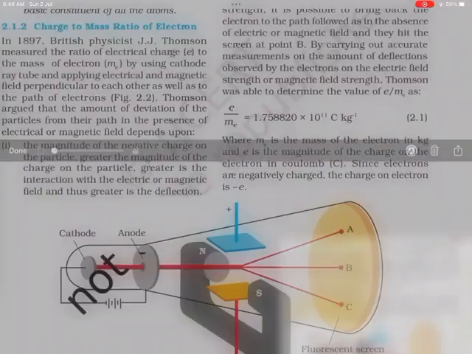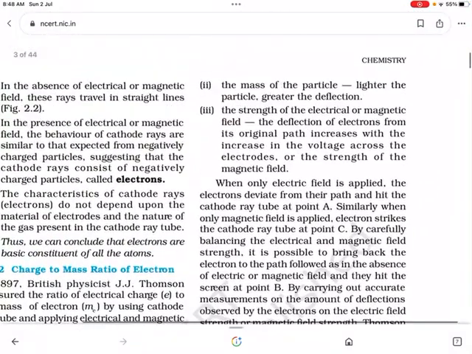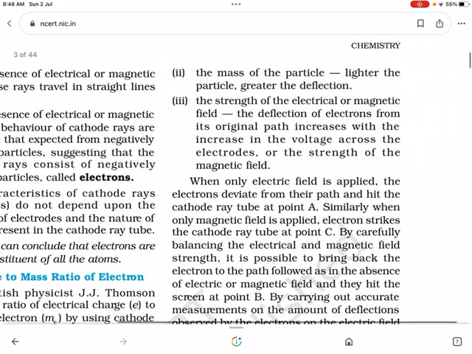The mass of a particle: the lighter the particle, the greater the deflection. So taking the mass, if there is a lighter particle, like a proton, a thousand times smaller, then it will have a greater deflection.